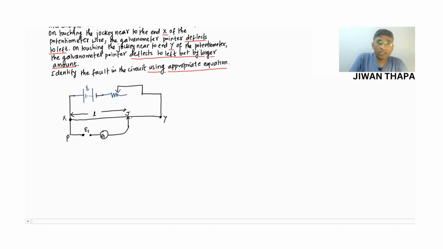So we have this circuit and this cell is called driving cell. So we must have this, okay? And let us consider this galvanometer. We find 0 at the center of the scale.